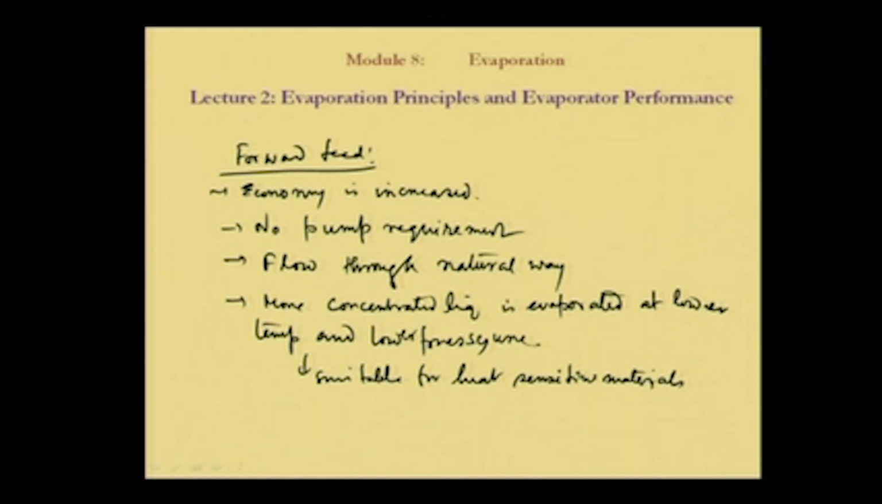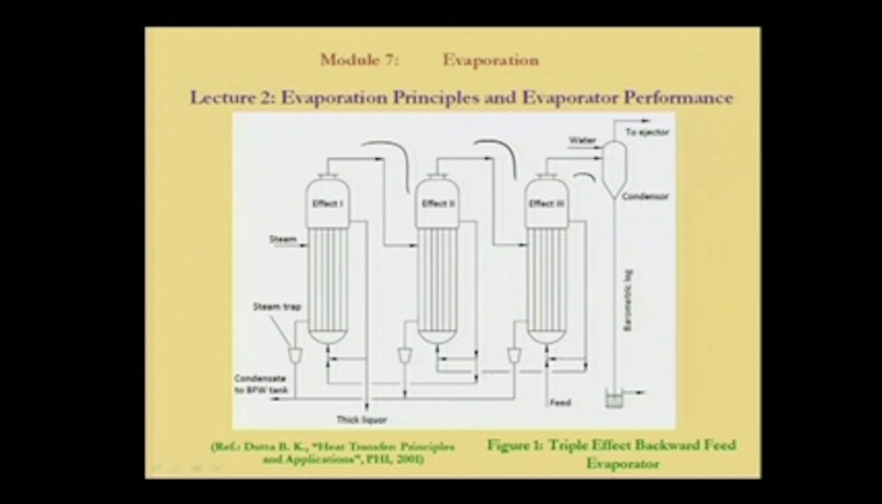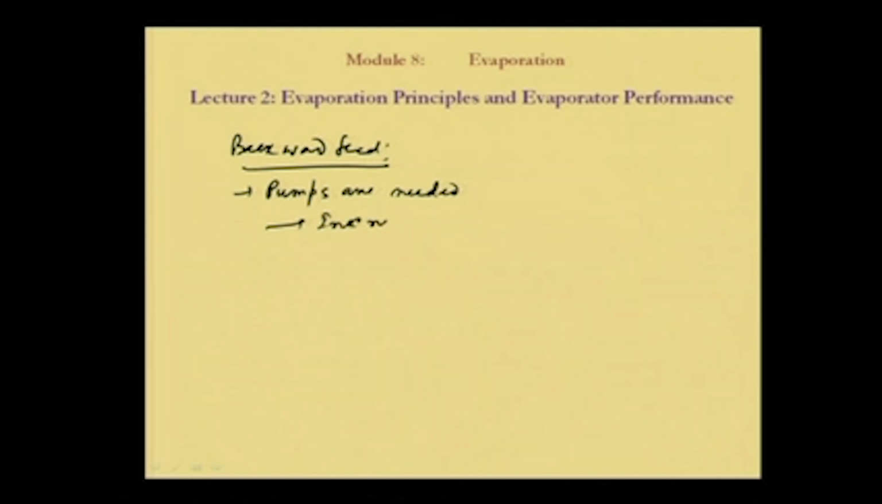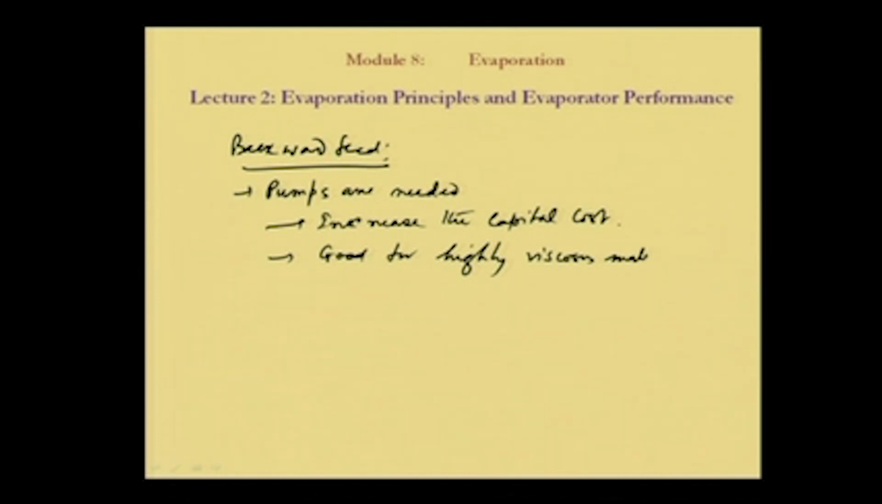So this is for forward feed, but in case of backward feed, as we have seen, we need to have pumps. This will increase the capital cost. But it is good for highly viscous material, and not only that, a high heat transfer coefficient can be obtained.